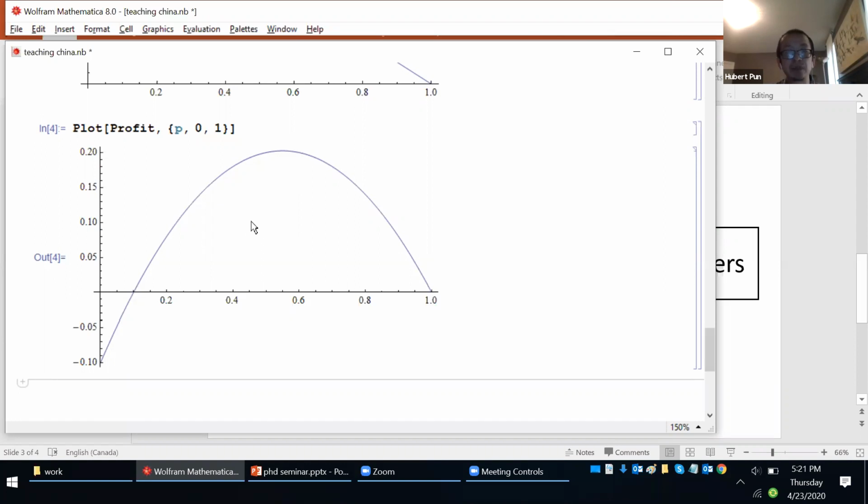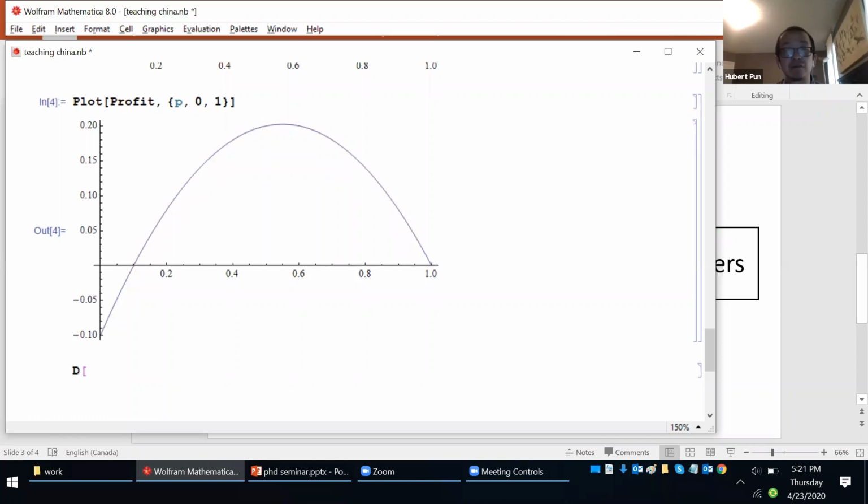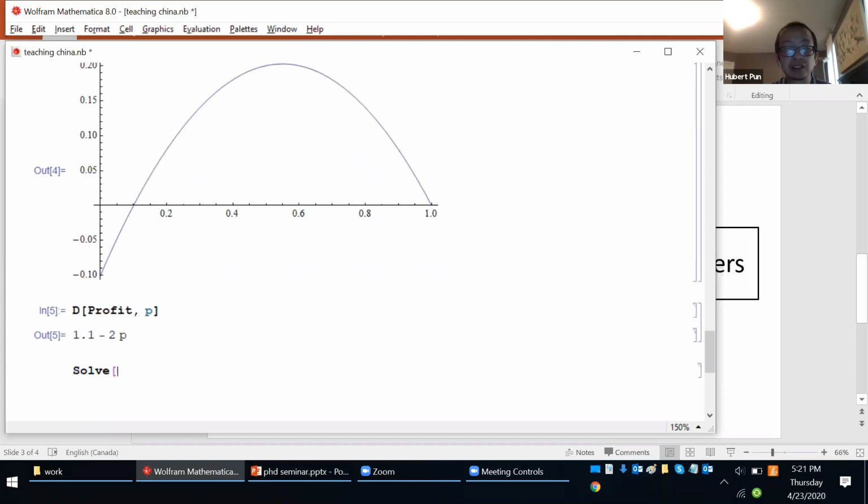To do this problem, we basically repeat the same exercise. So first, I take the derivative of profit with respect to P. So D[profit, P], and I have 1.1 minus 2P. And I'm solving 1.1 minus 2P equals 0. So what this does is to find the slope of this curve when it equals 0. And then if I do shift enter, it turns out that price equals 0.55.